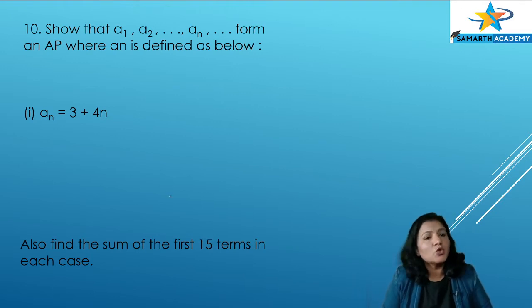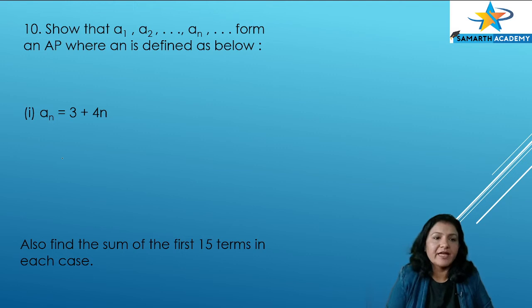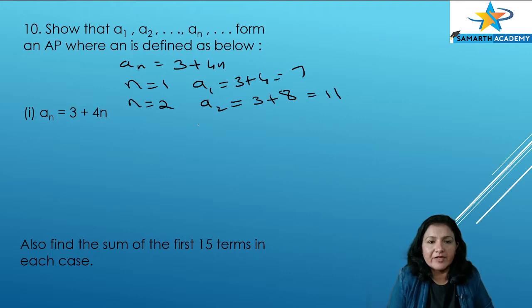Question 10. Show that a1, a2 and so on up to an form an AP where an is defined as below. So we know that the given terms will form an AP only when there is a common difference. Here an is equal to 3 plus 4n. If I put n is equal to 1, I'll get a1 is equal to 3 plus 4, that is 7. N is equal to 2, then a2 is equal to 3 plus 4 into 2, that is 11. A3 equal to 3 plus 4 into 3, that is 15.